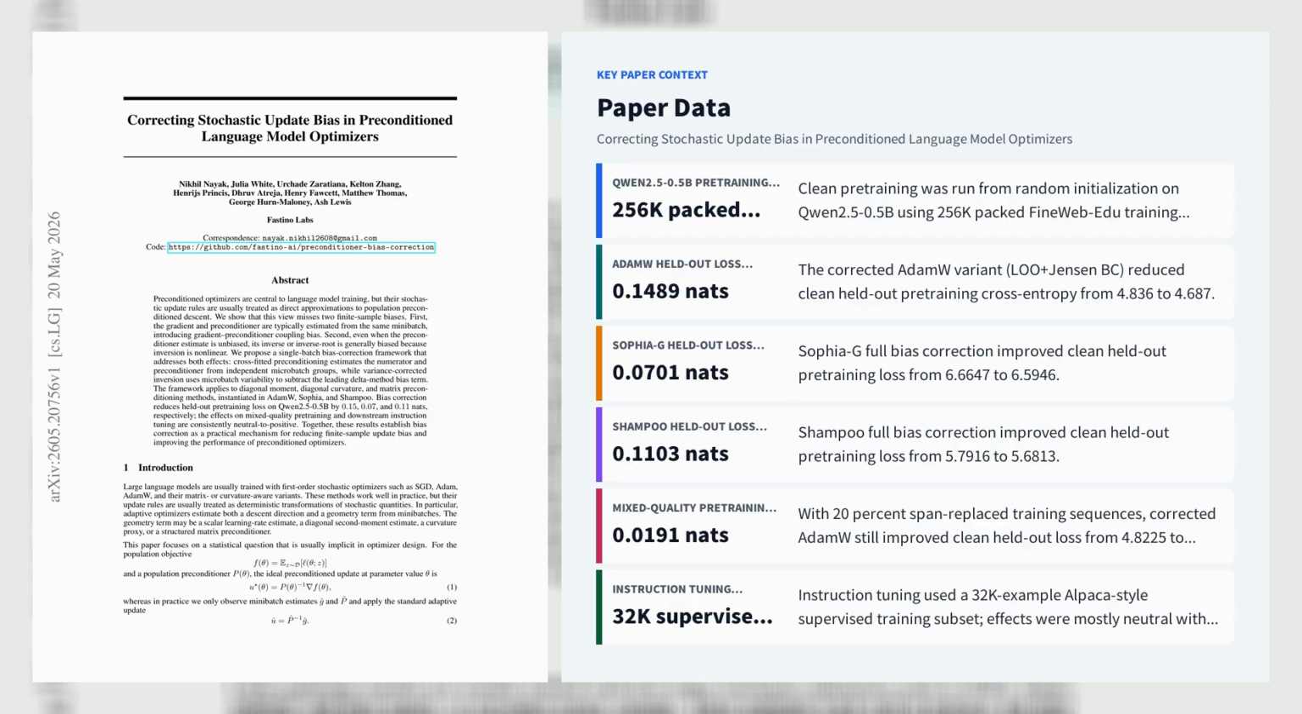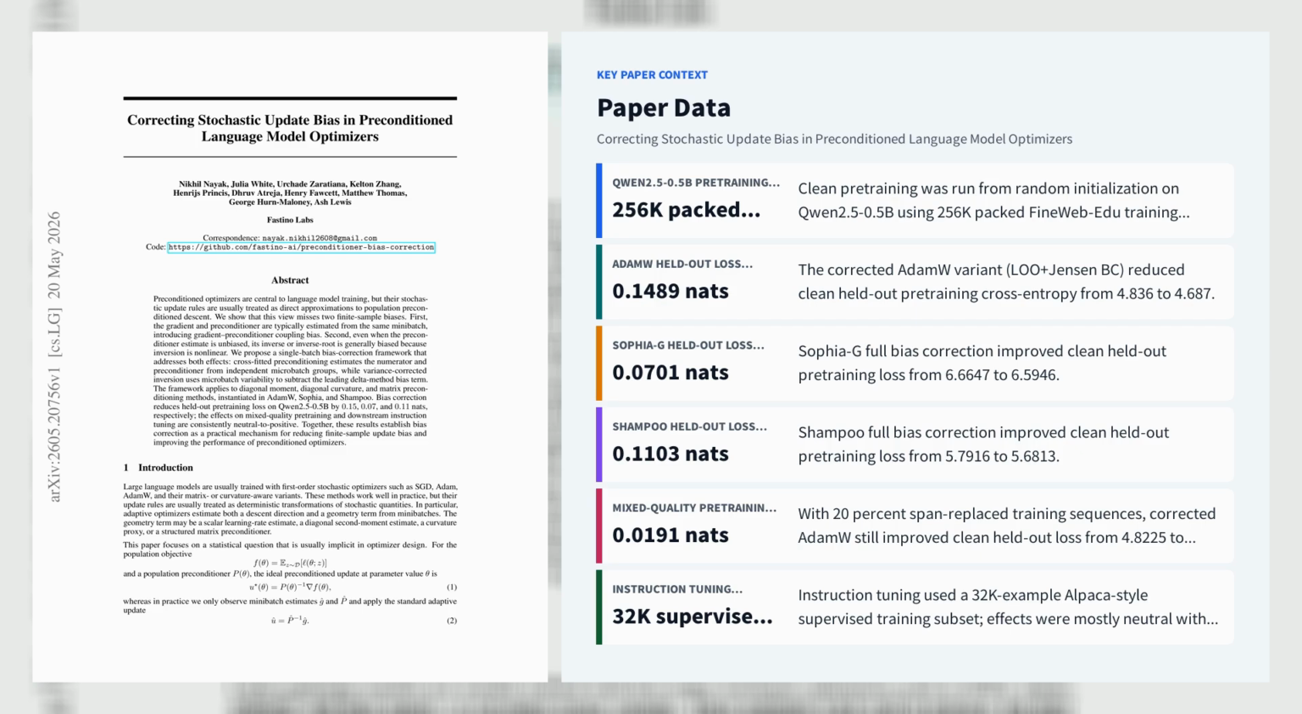Let's explore the first paper, correcting stochastic update bias in preconditioned language model optimizers. This paper shows that stochastic preconditioned language model optimizers such as AdamW, Sophia-G, and Shampoo are biased estimators of the ideal population update because the gradient and preconditioner are usually computed from the same mini-batch, and because matrix or scalar inversion is nonlinear.